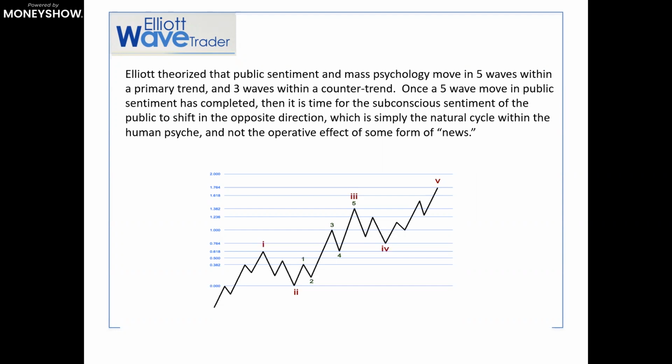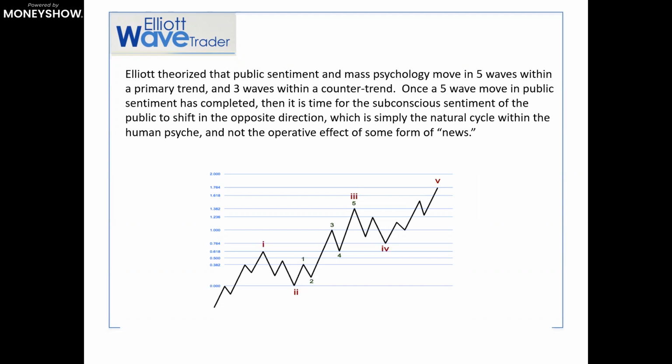So within a five-wave structure, as you could see, you have waves 1, 2, 3, 4, and 5 in Roman numerals. But what Elliott also discovered was that waves 1, 3, and 5 move with the trend, and waves 2 and 4, as you could see from this chart, move against the trend.